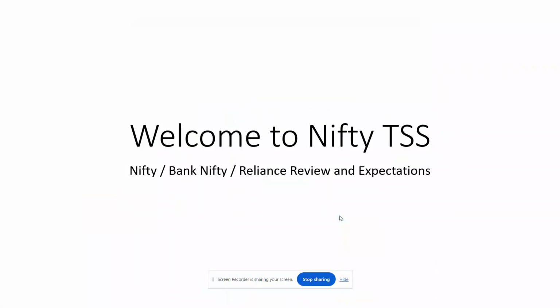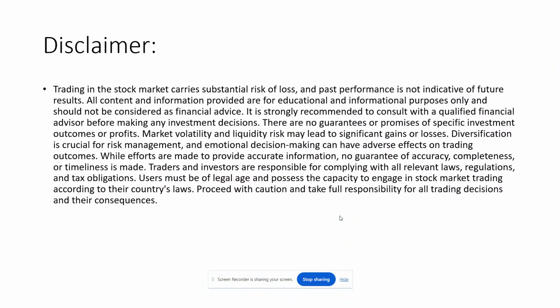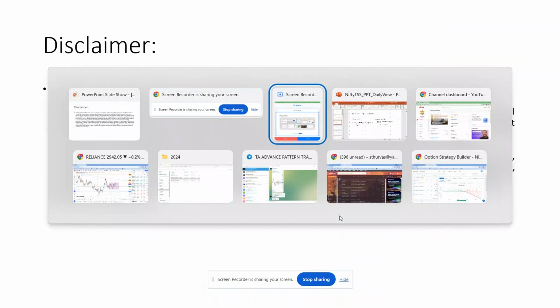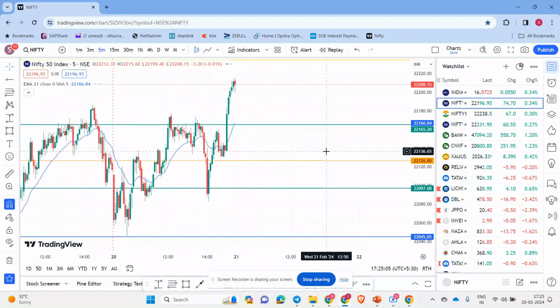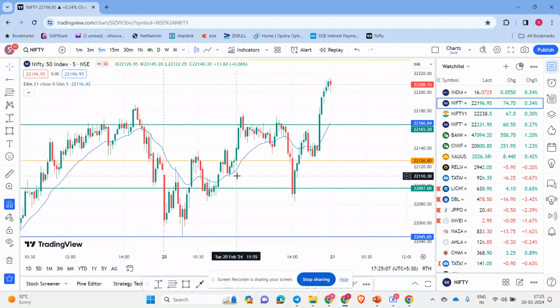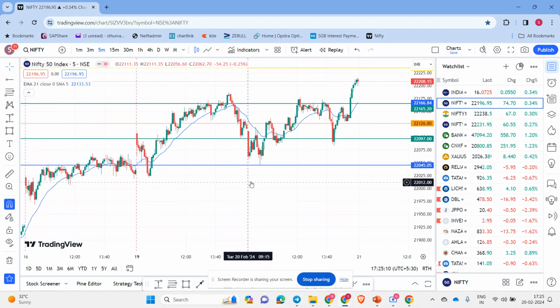So we'll discuss what happened in the market today and what is expected tomorrow in the market. So let's open this chart for Nifty, and what we said is the market has to break this low or this high for the trade. Otherwise, we need to wait for the breakout so that we can take a trade.